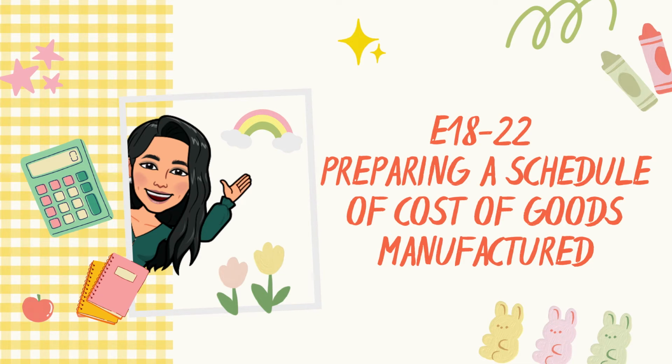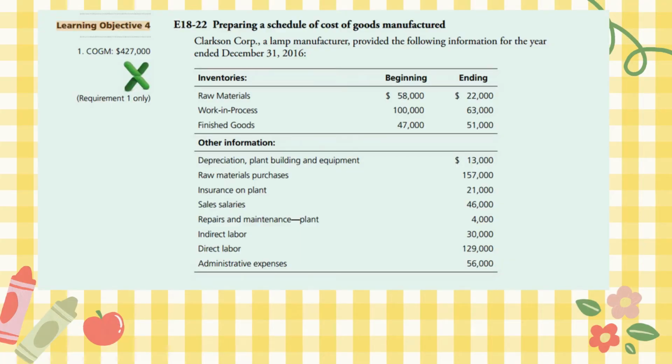Exercise 18-22, preparing a schedule of cost of goods manufactured. Chapter 18 is managerial accounting. Exercise 18-22, preparing a schedule of cost of goods manufactured. Clarkson Corporation, a lamp manufacturer, provided the following information for the year ended December 31st, 2016.